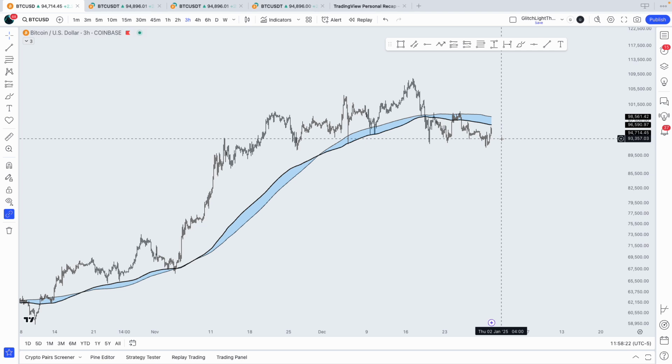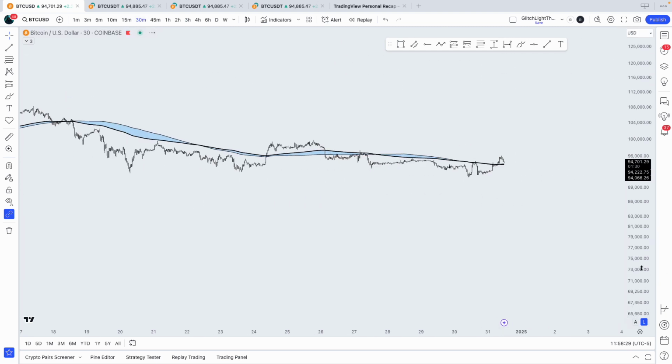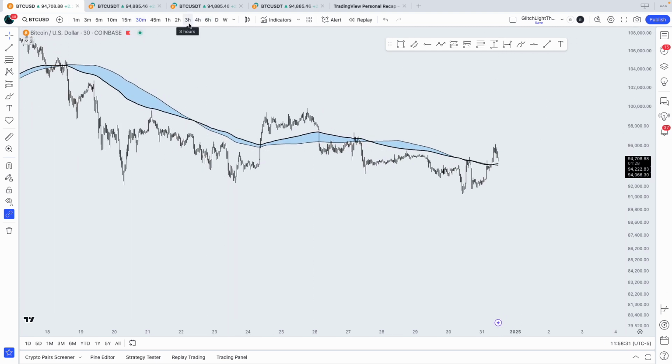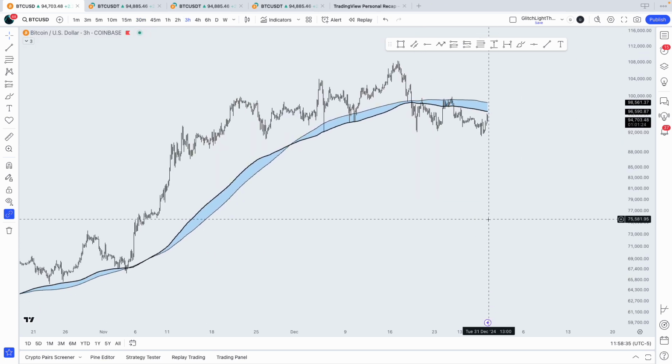Okay, so now that you have identified those two trends, you have identified a low time frame trend, which we said was the 30-minute 200s, and then we have identified a high time frame trend, which is the 3-hour 200s. So these are the two trends you're going to be using in your trading for this example.